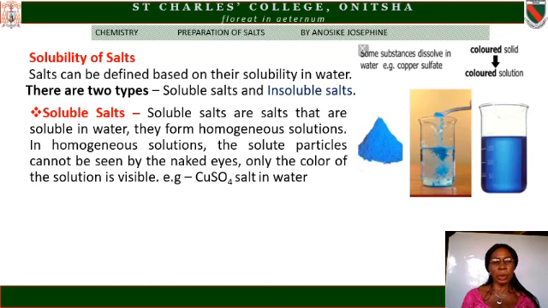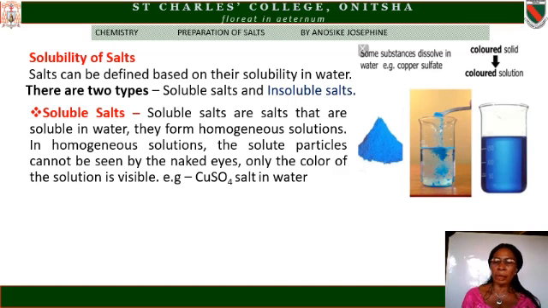What are soluble salts? Soluble salts are salts that are soluble in water. They form homogeneous solutions. In homogeneous solutions, the solute particles are not seen. What do we mean by that? It means that when you add the solute, the solid particles of the salt, inside water, it dissolves and then interlocks with the molecules of water evenly or orderly, thereby making the particles invisible to the eye. The only thing you can notice, or what is visible to you, is the color of the solution.